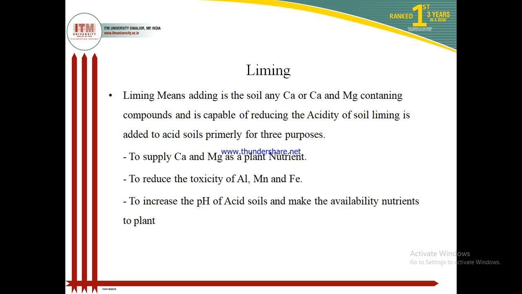Liming. Liming means adding to the soil any calcium or calcium magnesium containing compounds capable of reducing the acidity, and lime is added to acid soil primarily for 3 purposes: to supply calcium and magnesium as plant nutrients, to reduce the toxicity of aluminum, magnesium, manganese and iron, and to increase the pH of acid soil and make nutrients available to plants.